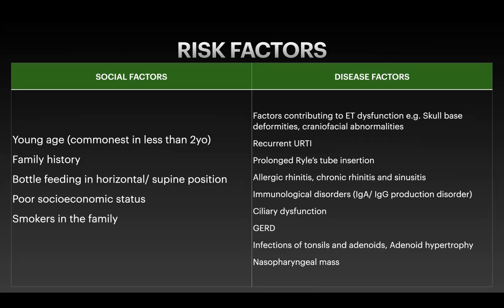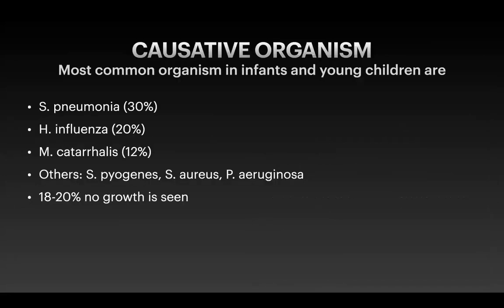Disease factors, on the other hand, include any factors that may contribute to eustachian tube dysfunction, for example, skull-based deformities or craniofacial abnormalities, recurrent URTI, prolonged grommet tube insertion, underlying uncontrolled allergic rhinitis, chronic rhinitis and sinusitis, immunological disorders such as IgA or IgG production disorder, ciliary dysfunction, GERD, infections of tonsils and adenoids, adenoid hypertrophy, and nasopharyngeal mass.